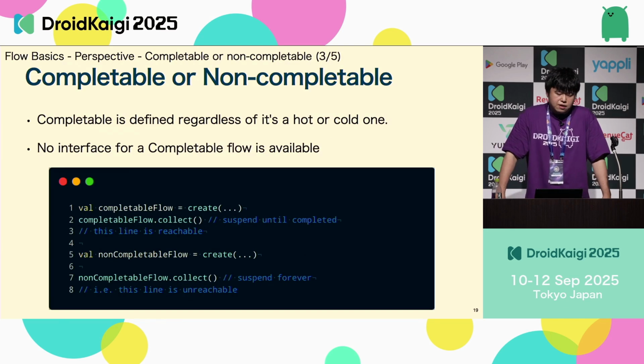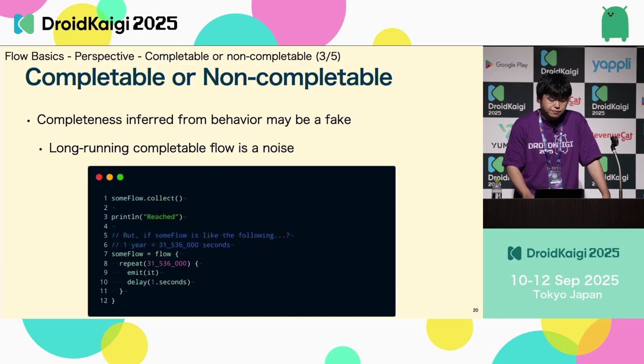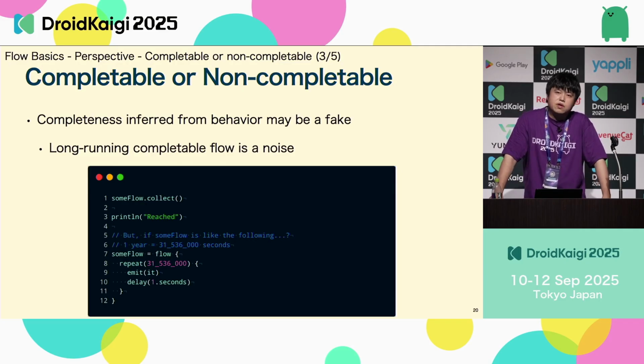Third perspective is completable. Completable must be considered since you cannot know it until reading the internals. There is no interface indicating a completable property. And also, you shouldn't assume that whether or not completable can be judged by running the code.